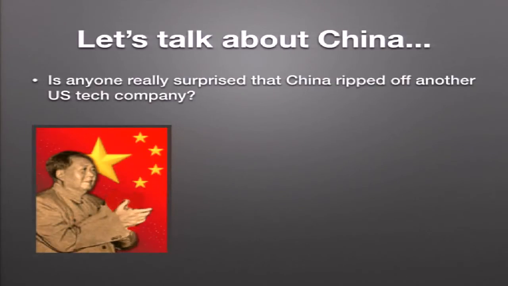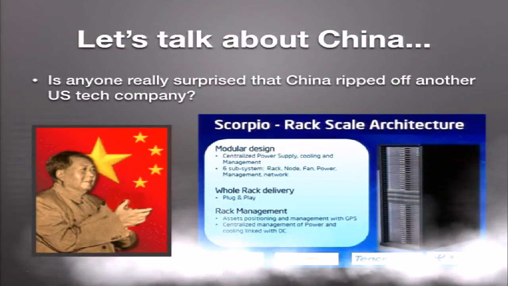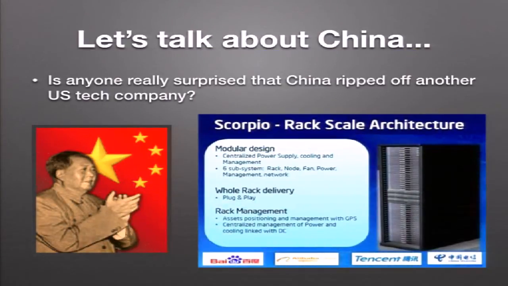So let's talk about China. So I've got Chairman Mao clapping. So China, being China, stole the Open Compute Project from Facebook, and I mean literally stole the whole thing, and rebranded it as Project Scorpio.